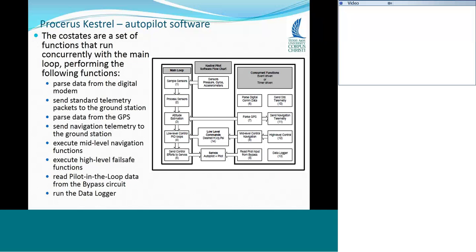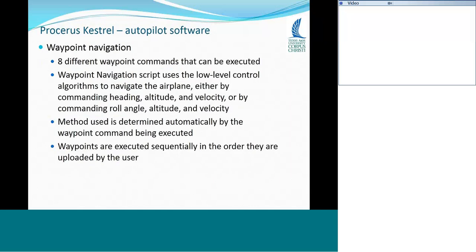Okay, so that's what's going on in the software. We talked about the hardware, and this is what's going on in the software. Okay, so now let's talk about waypoint navigation. This is actually how you program the flight, how you tell it to go. I want it to do A and then B and then C.